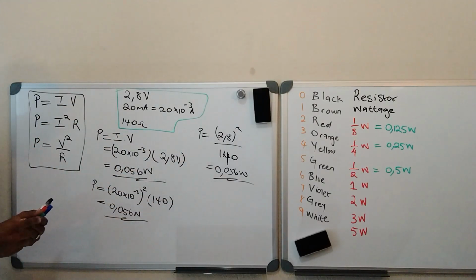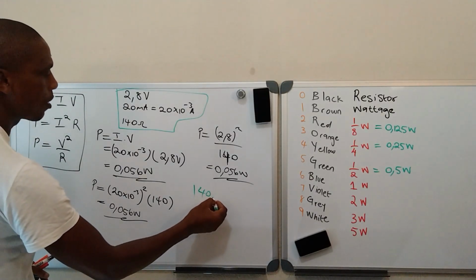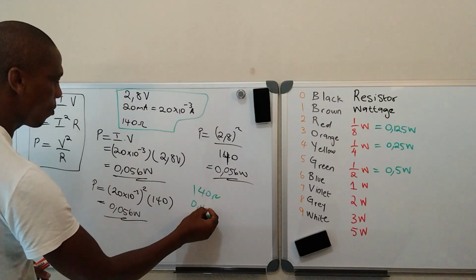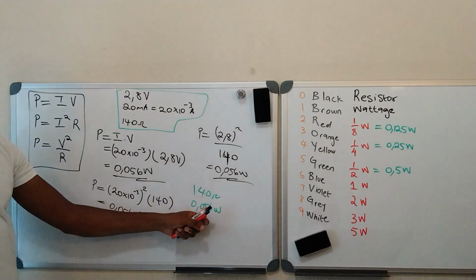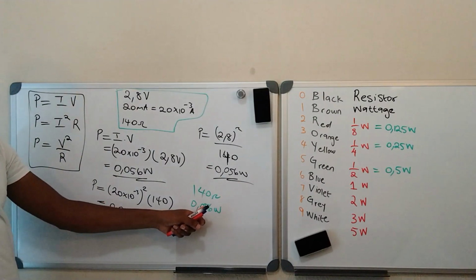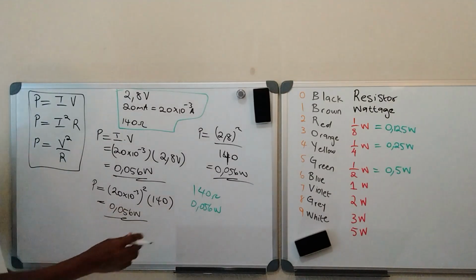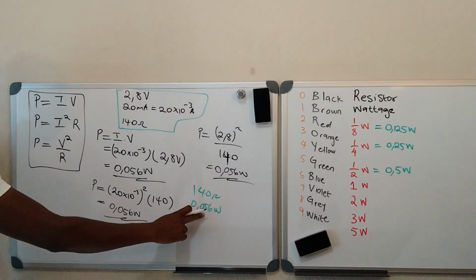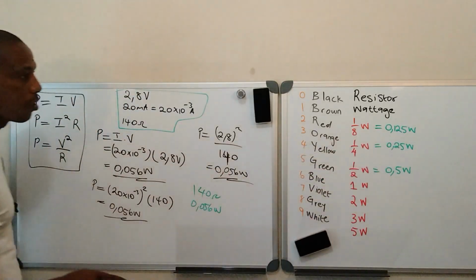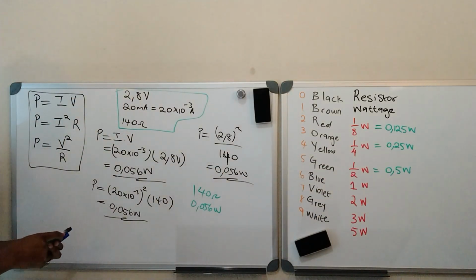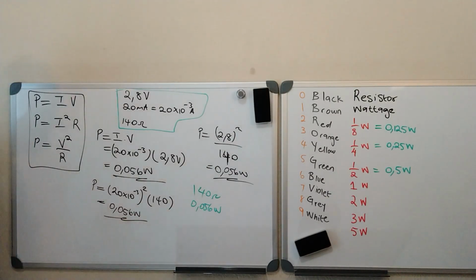So now that you know that the value of the resistor is 140 ohms with a wattage of 0.056 watt, we can now go get the resistor and plug this resistor into the circuit, and our LED will be safe. But now the wattage is 0.056, so what size of resistor are you going to take? You see here we have a 0.0125 watt. Even that one will be okay for this particular circuit. This is the method.